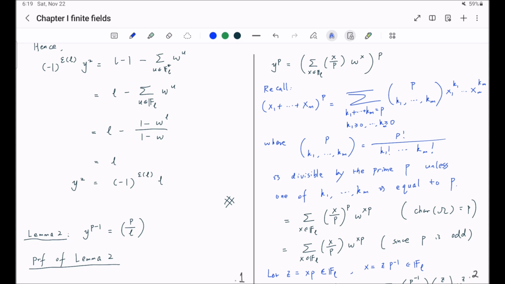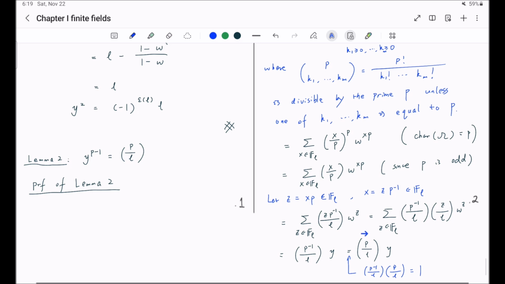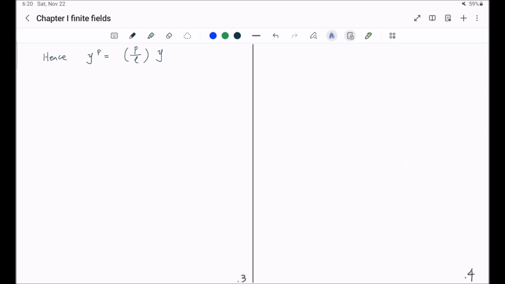To summarize, we have shown that y to the power p is equal to the Lagrange symbol of p modulo L times y. The thing we want to prove is that y to the power p minus 1 is equal to the Lagrange symbol p modulo L. So now it suffices to convince ourselves that y is not equal to 0 in big omega. Why is y not equal to 0? One way to see this is by lemma 1. By lemma 1, y squared is equal to negative 1 to the power epsilon of L times L. And this L is another prime distinct from p.